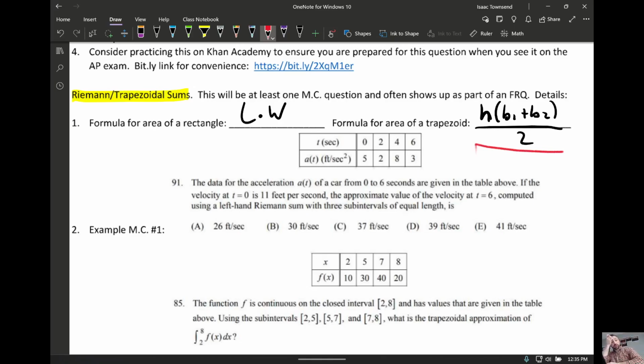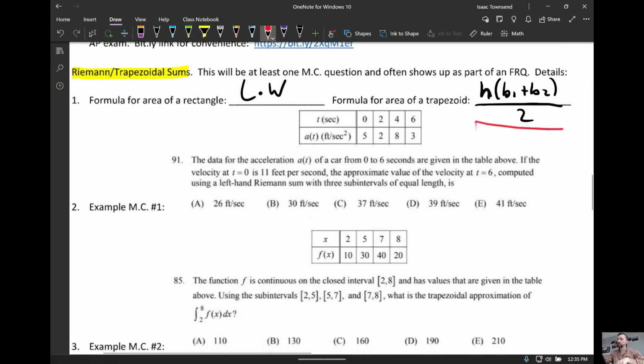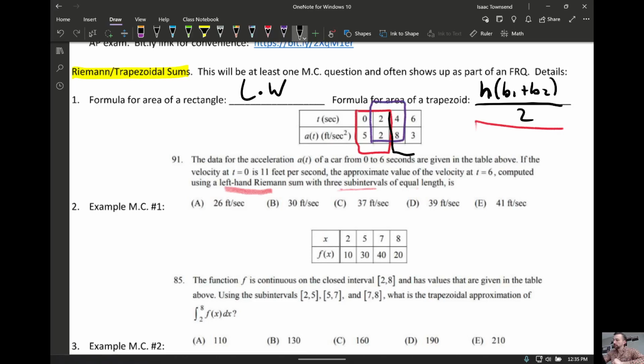So question 91, to give you an example of this, looks like this one was a left-hand Riemann sum with 3 subdivisions of equal length. So I look at it like this, and I draw something similar on my paper even when I work them, but I give myself a visual of the 3 rectangles, and since this was rectangles, it's just length times width, plus length times width, plus length times width. So it looks like this guy has a length of 2, 2, and 2.